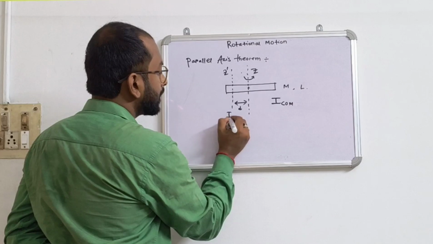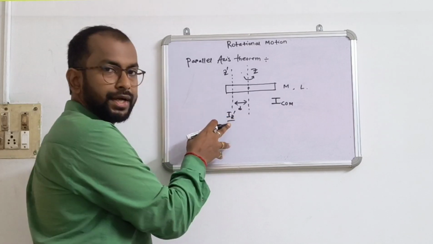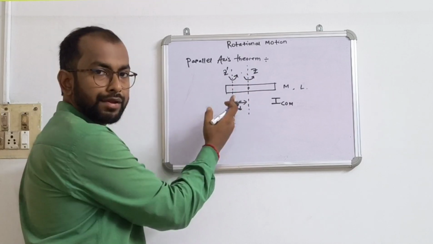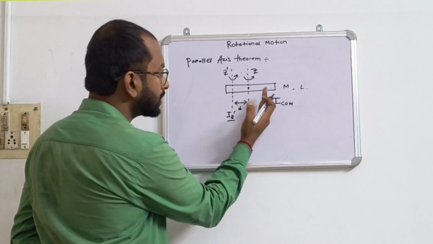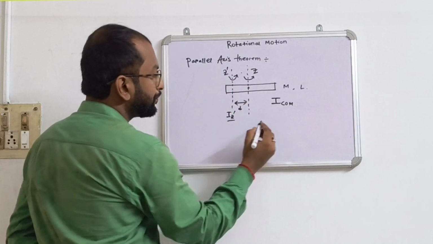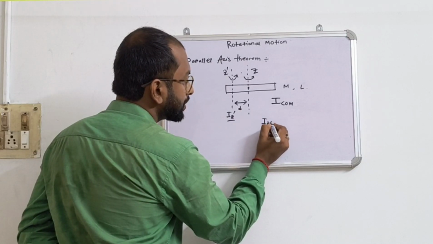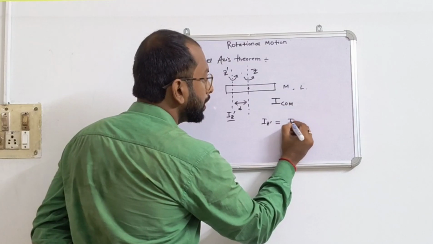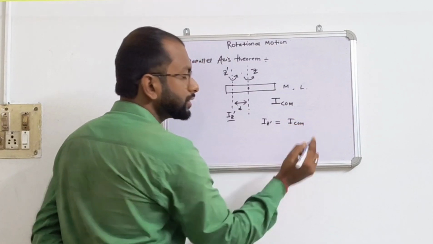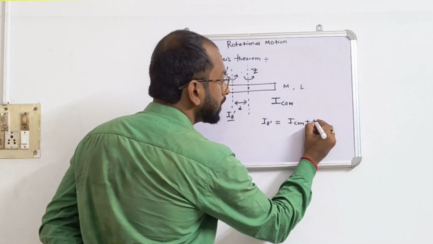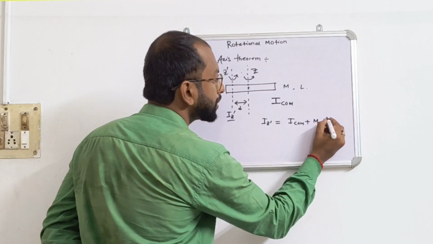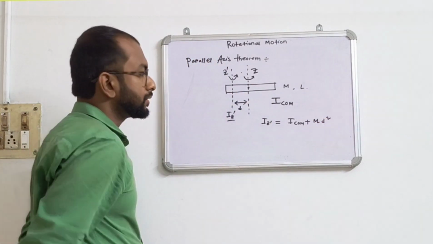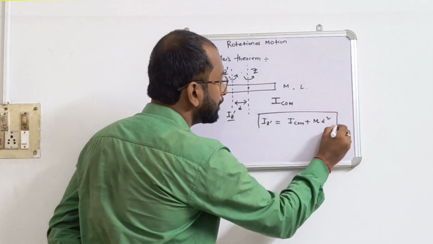So it says that if Iz dash is the moment of inertia with respect to the new axis, which is shifted from the center of mass by d distance, then the new moment of inertia with respect to the new axis will be I center of mass plus the mass into the distance square, where the distance is how far the axis is shifted from the center of mass. So this is the parallel axis theorem, and this is a very important theorem.